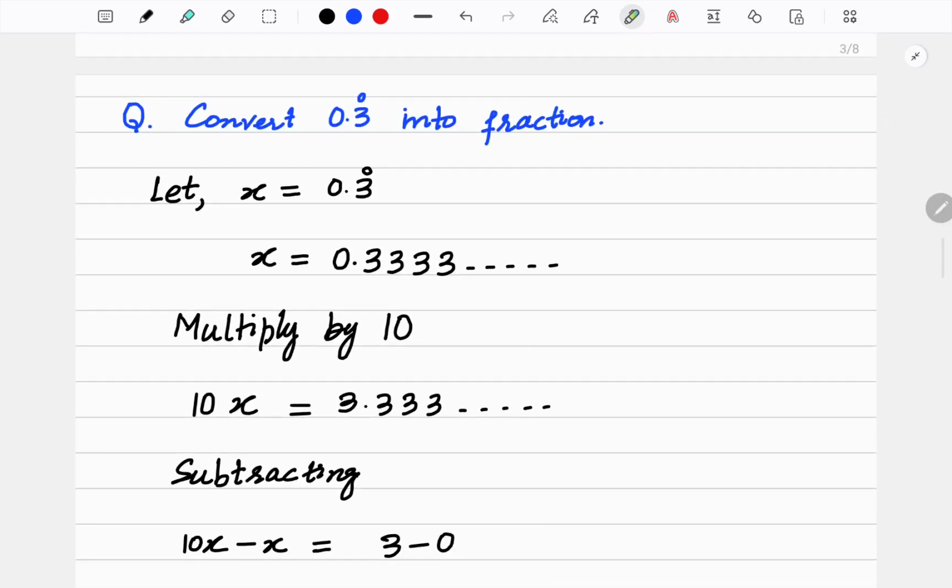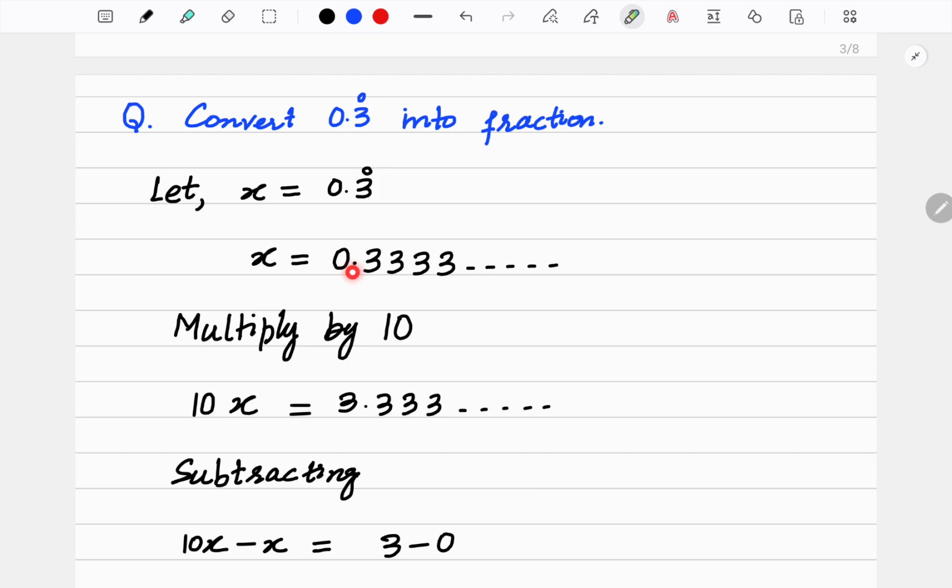It's very easy to convert 0.3 recurring into a fraction. First we will introduce a variable. Let x be 0.3 recurring. As 3 dot means 3 is repeating, we will write this 3 at least 4 times: 0.3333... Now keep multiplying by 10. You have to memorize this step. x becomes 10x, and 0.333 becomes 3.33.